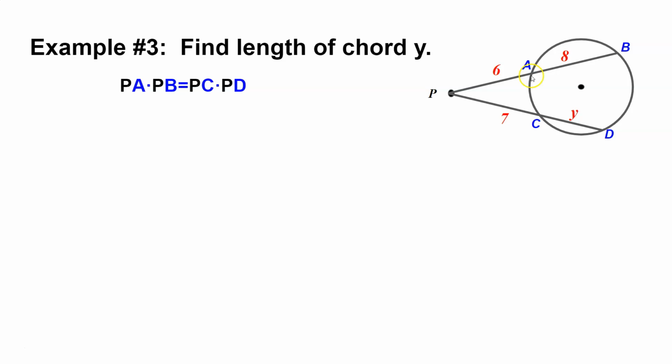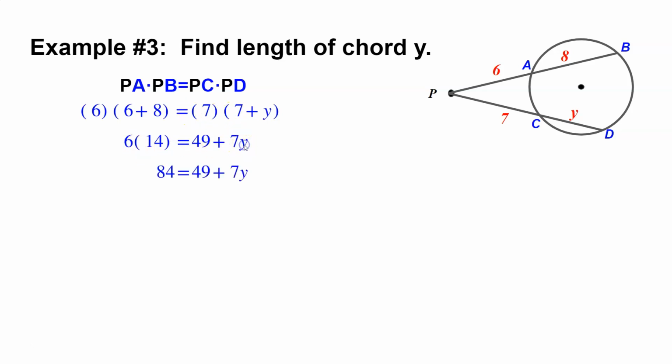So P to A is 6, and P to B is 6 plus 8. P to C is 7, and P to D is 7 plus Y. So let's multiply that out. We have 6 times 14 equals 49 plus 7Y. We get 84 equals 49 plus 7Y. Subtract that 49. We get 35 equals 7Y. Divide by 7. And that line segment Y equals 5.